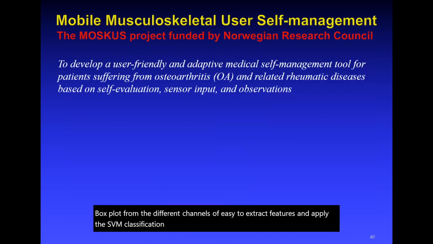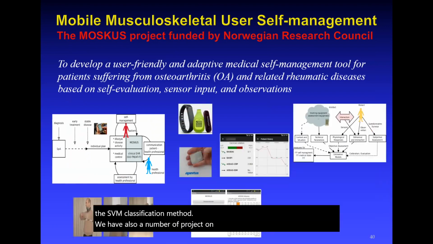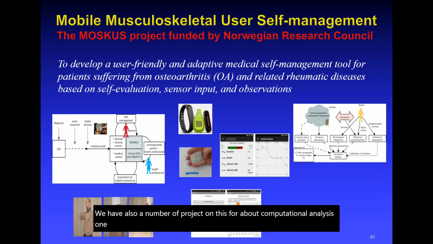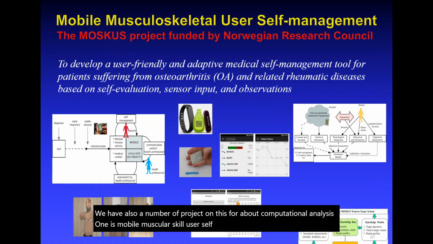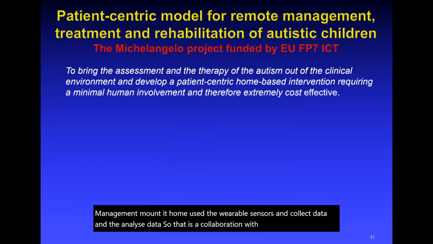We also have a number of projects on this sphere of computational behavior analysis. One is mobile musculoskeletal self-management. So probably I will not go into details. Basically, if you suffer from arthritis, you can do self-management, monitor at home, use wearable sensors that collect data, and then analyze the data. That is a collaboration with the Norwegian Research Council.